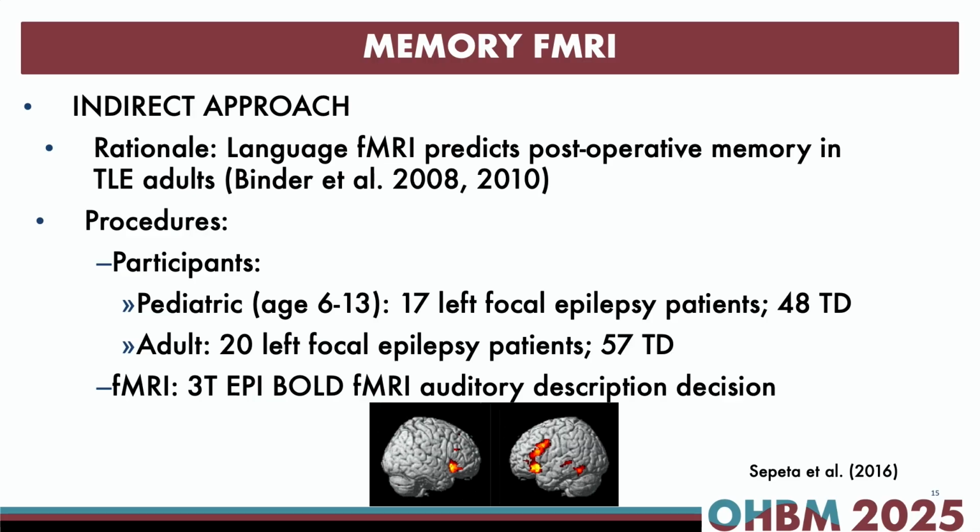One of the approaches that we've taken in the epilepsy world, and I would credit Binder with maybe starting this, is that he found that language fMRI, which we know is reliable, can predict memory in TLE adults. So we wanted to look at our auditory description decision task, the one I keep referring to, with the statements that name an object, and we wanted to look at that in kids and adults with epilepsy.